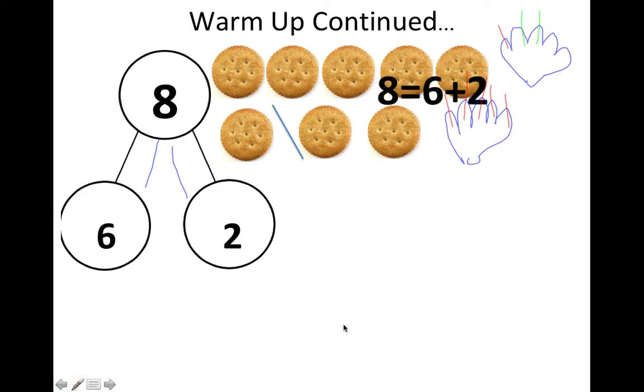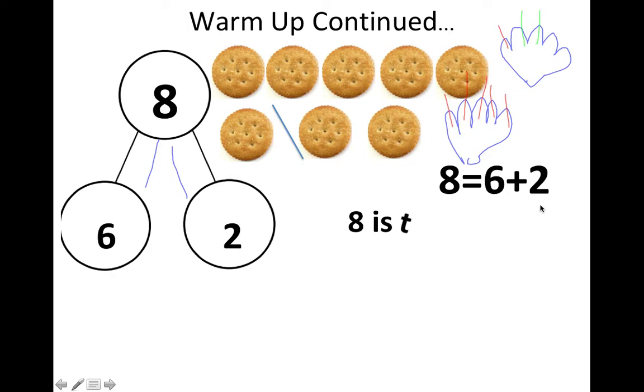Okay, and this is our number sentence. We introduced it in the last lesson, so I want you to repeat after me. 8 equals 6 plus 2. One more time. 8 equals 6 plus 2. Louder this time. 8 equals 6 plus 2. Another way to say this number sentence is 8 is the same as 6 and 2. One more time. 8 is the same as 6 and 2.